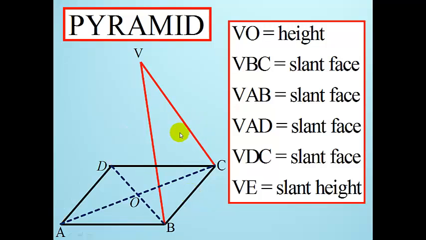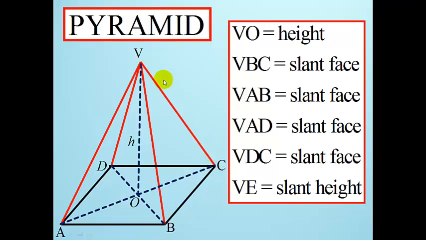Now, to understand the slant faces, this is what we are saying. VBC is one slant face. VAB is another slant face. VAD is also a slant face. And VDC is another slant face. Now, VO is the height of the pyramid, and VE is the slant height of the pyramid.